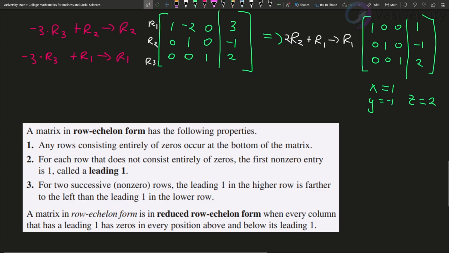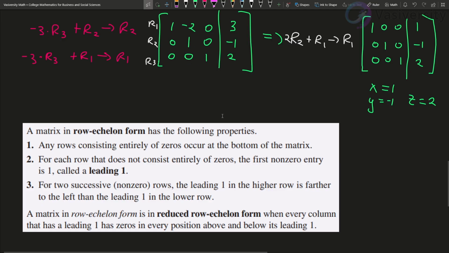Second, for each row that does not consist entirely of zeros, the first non-zero entry is 1, called a leading one. Third, for two successive non-zero rows, the leading one in the higher row is farther to the left than the leading one in the lower row. So as we go, like stairs, we always form a triangle of zeros. So 1 here, 1 here. We should always arrange them like that.